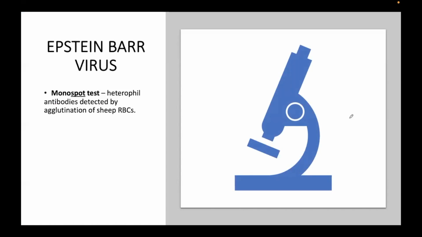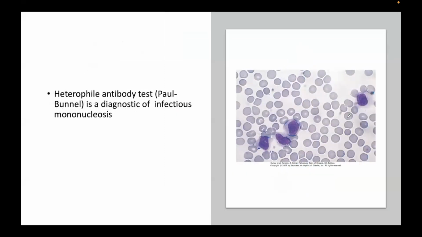Now, the Monospot Test, okay? This is to detect the heterophile antibodies. Now, in your textbook, the Monospot Test is also known as the Paul-Bunnell test because it's detecting the Paul-Bunnell antibodies, which refers to the heterophile antibodies.